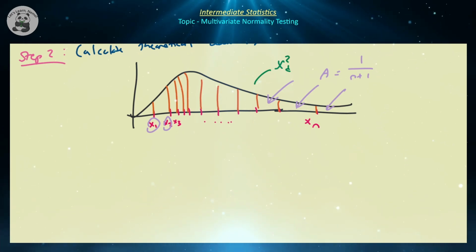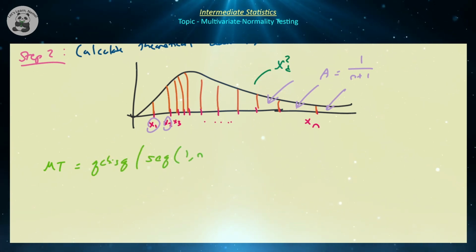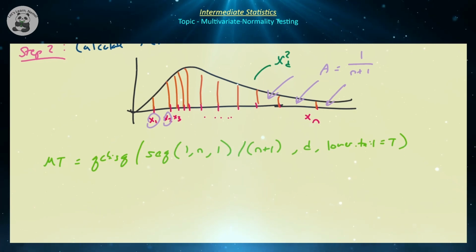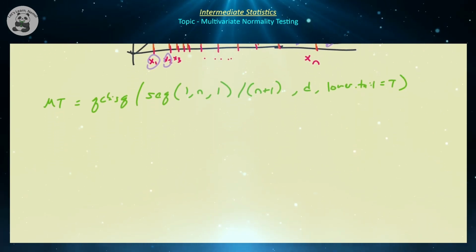So in the R realm, for example, MT is going to be equal to qchisq, and then we can create a sequence from 1 to n, incrementing by 1, and divide each of them by n plus 1, sampling from a chi-squared d distribution, and since we're going from least to greatest, we set lower.tail equal to TRUE there. So that's going to be our theoretical Mahalanobis quantiles. Keep in mind squared Mahalanobis distances are always positive, so we don't need to worry about the negative side of our graph.